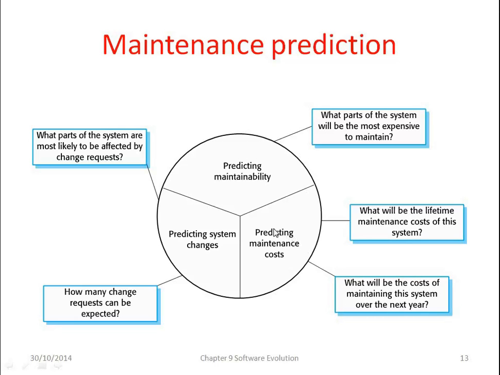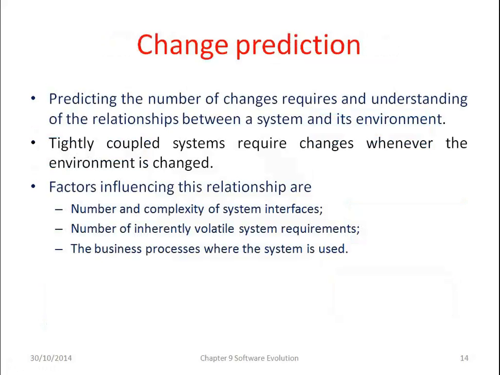So you have to predict it. Predicting maintainability: what parts of the system will be the most expensive to maintain? All these make up the maintenance prediction diagram. Change prediction: predicting the number of changes requires an understanding of the relationship between the system and its environment. A tightly coupled system requires changes whenever the environment changes. Factors influencing this relationship are the number and complexity of system interfaces, the number of inherently volatile system requirements, and the business processes where the system is used.